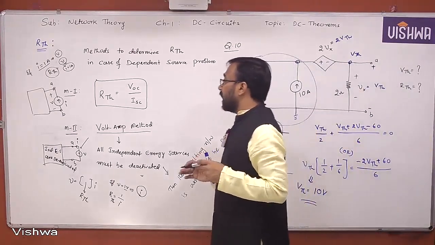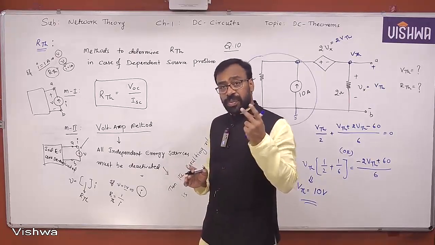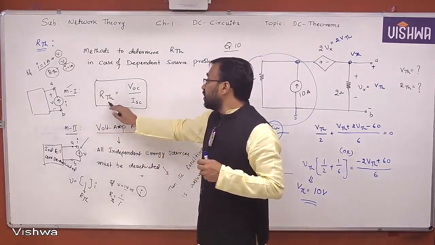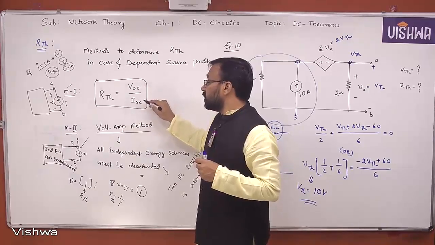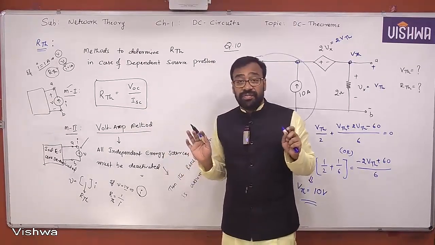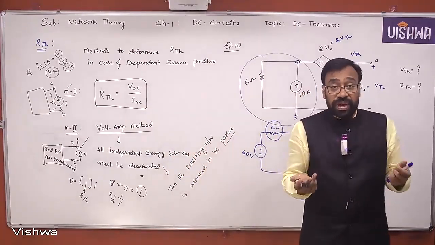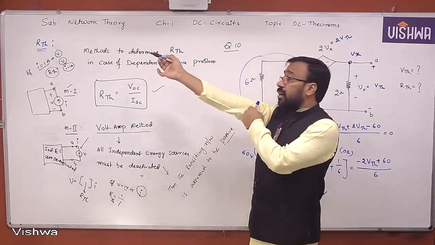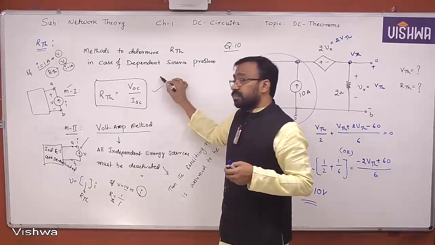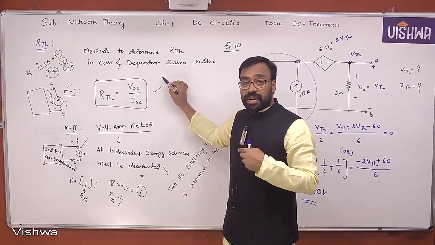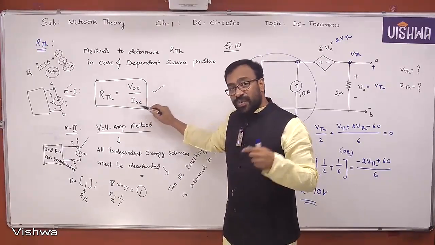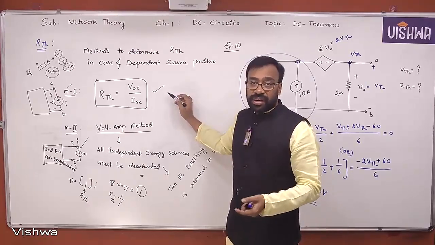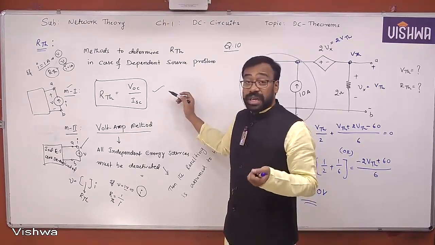So let me again summarize. How many methods are there? 2 methods. What is the first method? First method is RTH is equal to open circuit voltage by short circuit current. I can find comfortably what is the VOC and ISC. I know very well, right? So this is very simple and easiest method. Okay? But you need to calculate VOC, node analysis and apply, then calculate it. For ISC also, once again you have to solve from the beginning, applying node analysis. Then you have to find the ratio. No doubt sometimes it may take time.